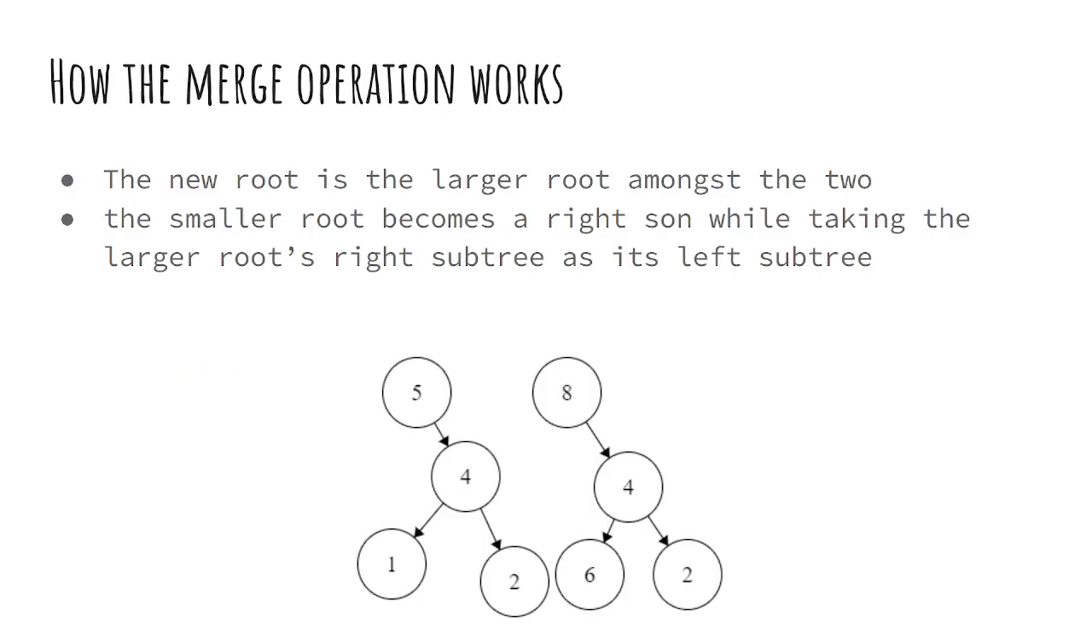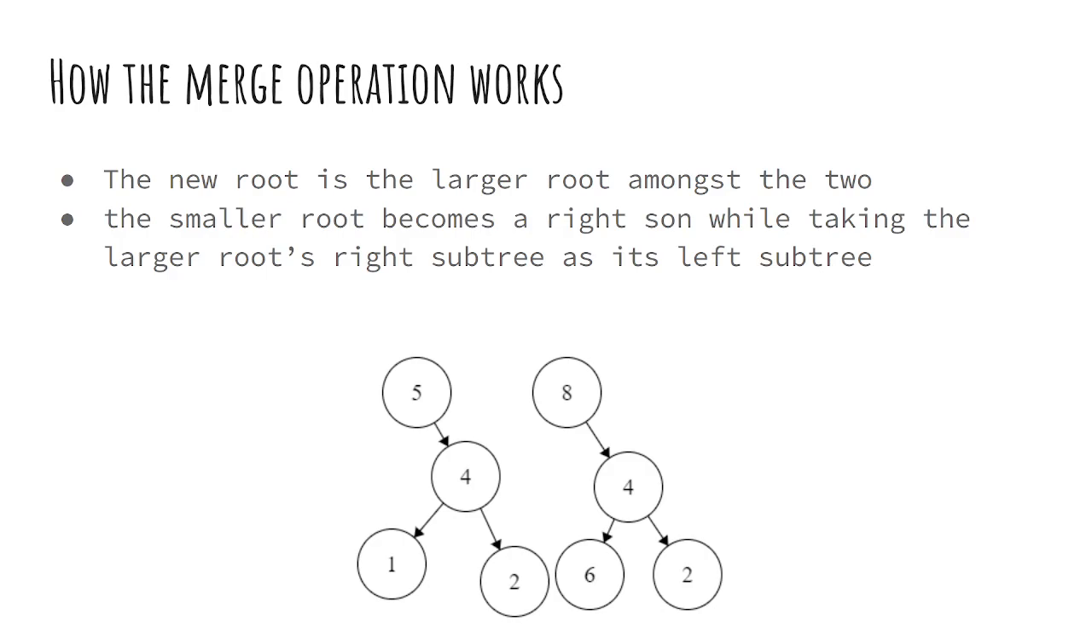So how does the merge operation work? The way the merge operation works is the new root becomes the larger root amongst the two. So if we take the 5 and the 8, the new root essentially becomes 8. The 5 becomes the right subtree, or essentially the right son of 8, and it also keeps its right subtree. However, 8's right subtree becomes 5's left subtree. So the smaller root becomes a right son, but also takes the larger root's right subtree and has that as its left subtree.